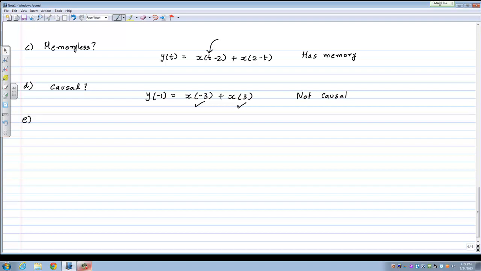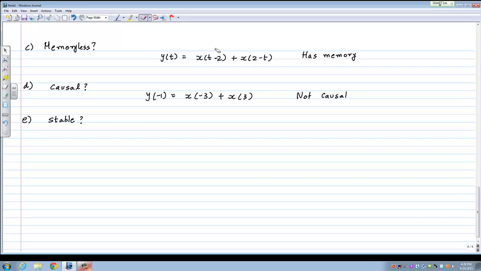Is it stable? Everybody agree it's stable? Yeah, indeed it's stable, because if you really think about what's happening in the system, it's just taking x, shifting it by 2, making another transformation on the signal, but only on the independent variable, and then adding the two values together. So it's really not possible for y to become unbounded unless x is unbounded.